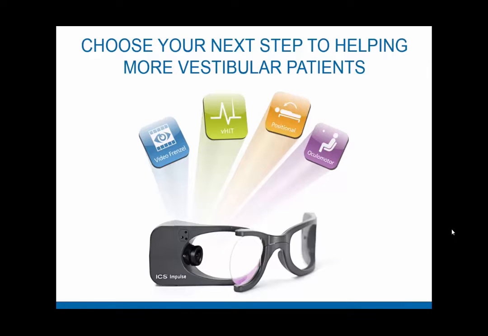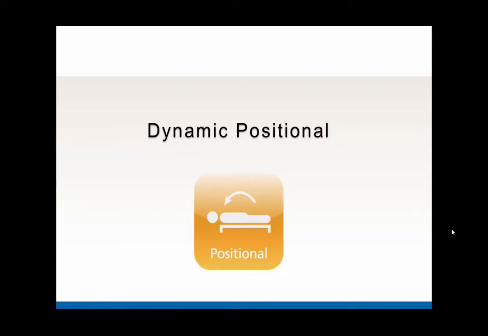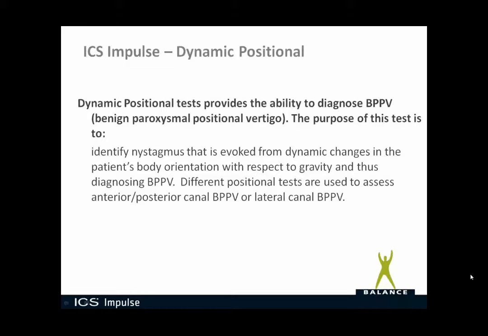And today we're talking about the dynamic positional tests. Dynamic positional tests provide the ability to diagnose BPPV, or benign paroxysmal positional vertigo. The purpose of this test is to identify nystagmus that is evoked from dynamic changes in the patient's body orientation with respect to gravity, and thus diagnosing BPPV.